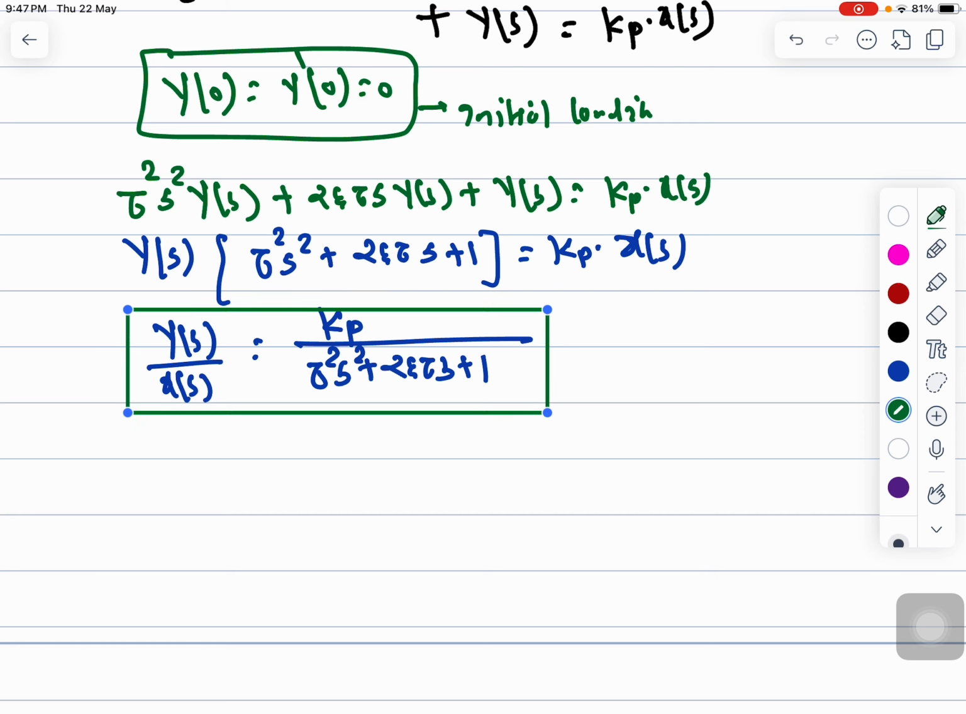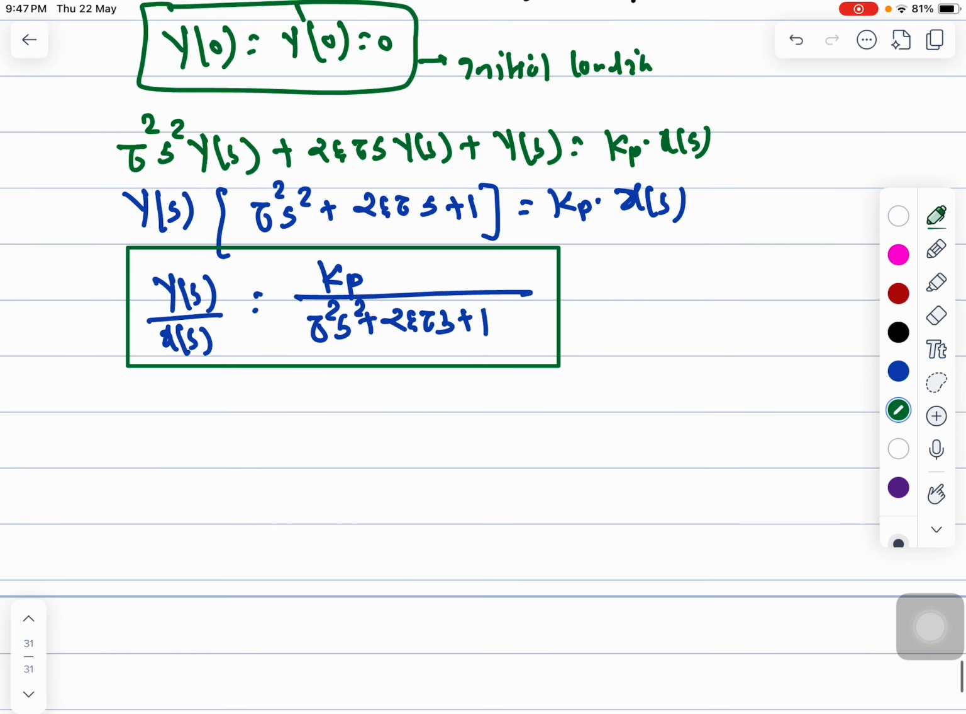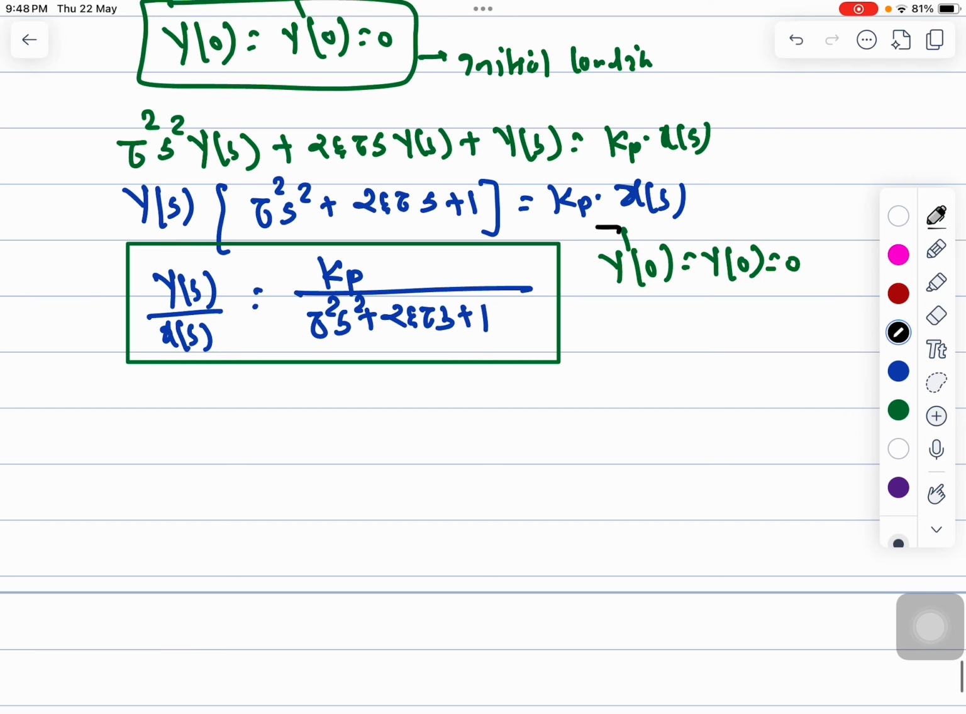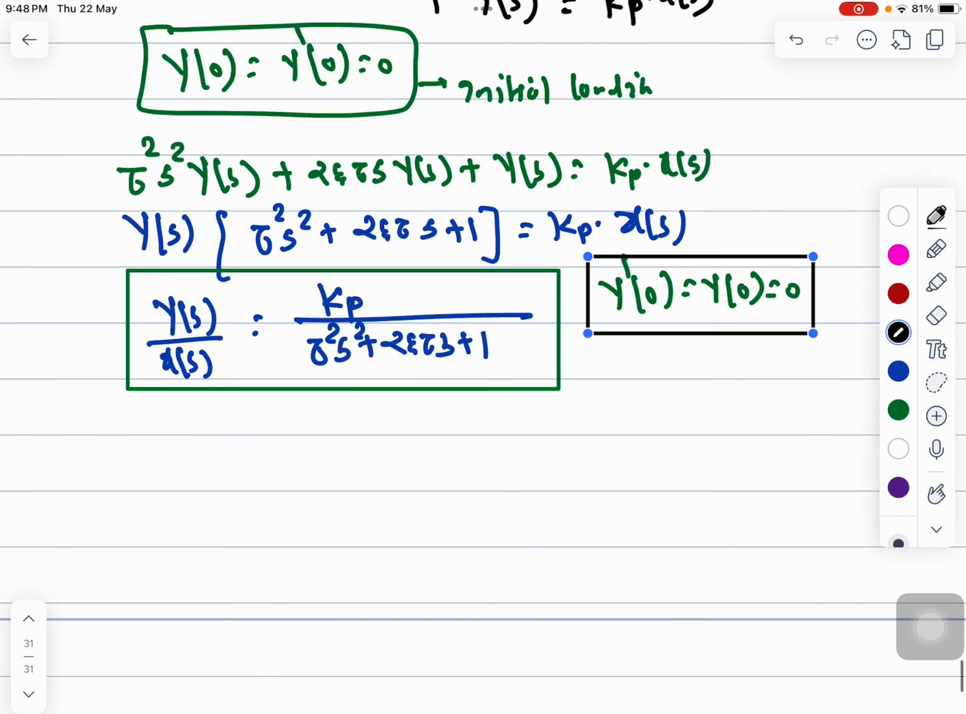And why are we getting this? Because we are solving a second order differential equation, and based on the initial condition that y dash 0 equals y(0) equals 0, when we substitute this initial condition for the particular second order differential equation, we get this second order transfer function. Again, for higher order we can also write this kind of equation, but in the GATE syllabus, or till your BTech, I think only up to second order things are very important, right? I hope this is clear to all of you.